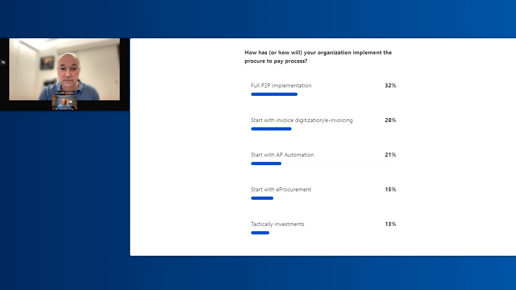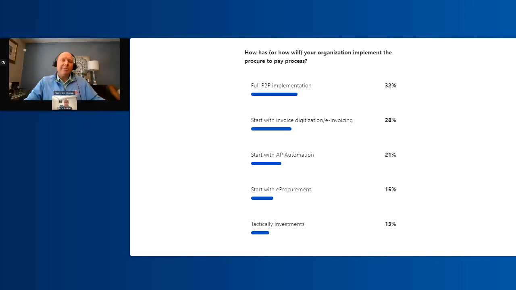Interesting. Yeah, we asked our attendees how has or how will your organization implement the procure to pay process. 31% of you say you're going for full P2P implementation. You want the full Monty. 27% of you say you're going to start with invoice digitization, e-invoicing. 20% of you say you're going to start with AP automation. 15% of you, you're going to start with e-procurement. 12% of you are going to make tactical investments.